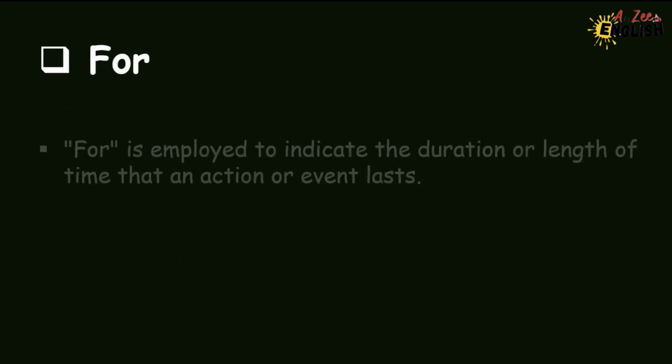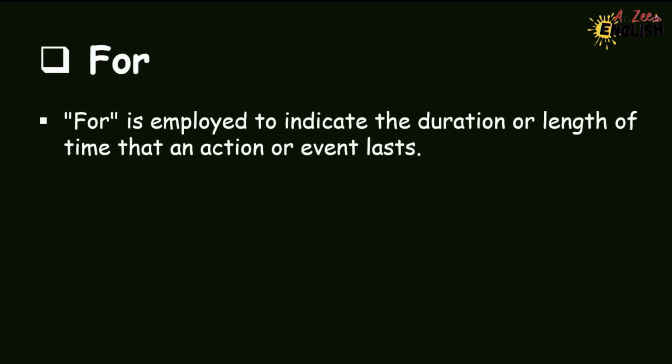For. "For" is employed to indicate the duration or length of time that an action or event lasts. She studied for 2 hours. Here, "for" specifies the length of time, meaning 2 hours, during which she was engaged in studying.